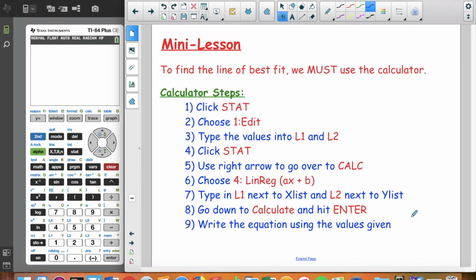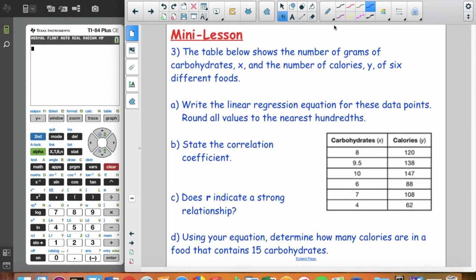Okay? Now, we're also going to be looking at finding a line of best fit. To do this, we must use the calculator. You have to, you can't get away from this. Okay? So here are the calculator steps if you want to pause the video, write this down, or take a picture. So I'm going to move forward, and we're going to look at an example.